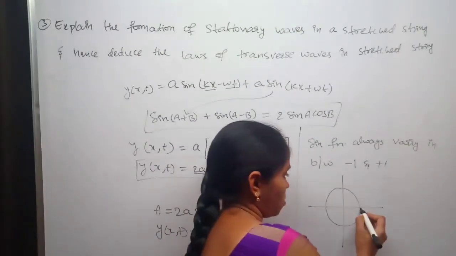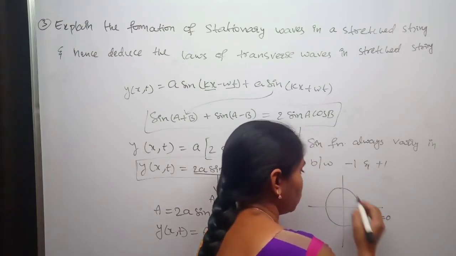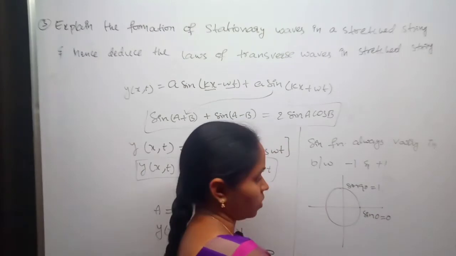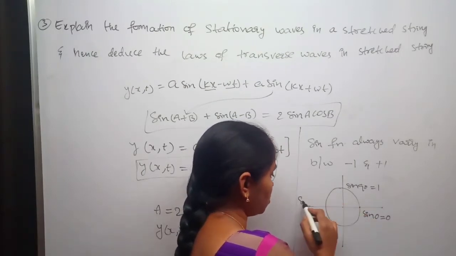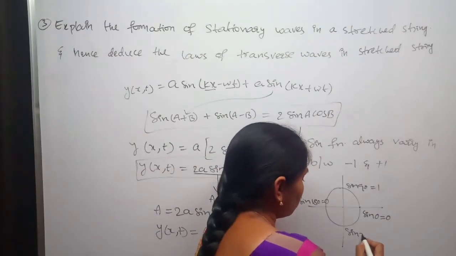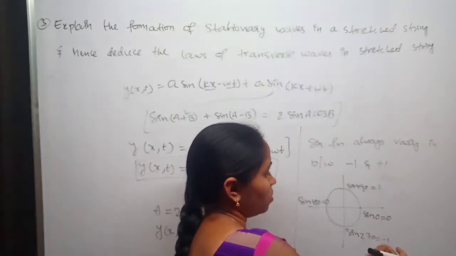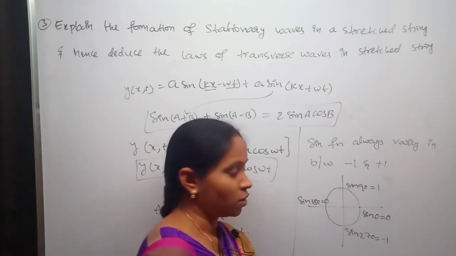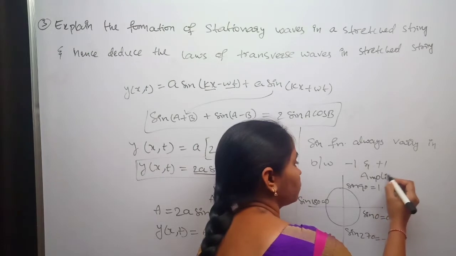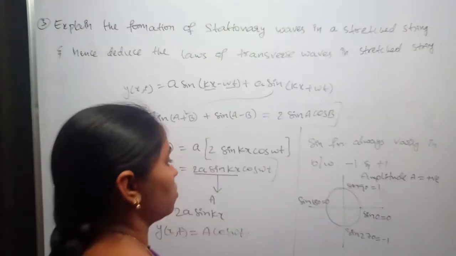Okay, at this position sin 0 will be 0, we know that, and for 90 degrees sin 90 is equal to 1. And for 180 degrees sin 180 is equal to 0, and sin 270 is equal to -1. Do you know this? Here the sine function is varying between -1 to +1. But the amplitude A is always positive. This will be always positive. I will explain why.